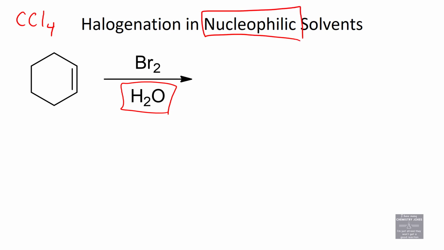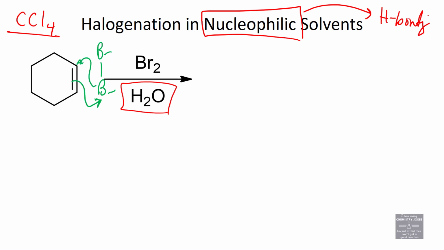Well, nucleophilic solvents do participate in the reaction. Water is a nucleophilic solvent. A lot of solvents that have hydrogen bonding are nucleophilic solvents. CCl4, no hydrogen bonding, non-nucleophilic. Does not participate, you had two Brs. Okay, let's see how the mechanism would work if we had a nucleophilic solvent like this one. Br2, alkene attacks, bromine attacks back.